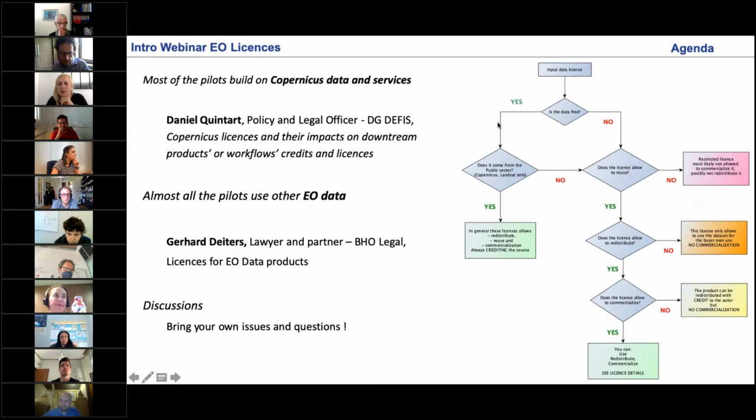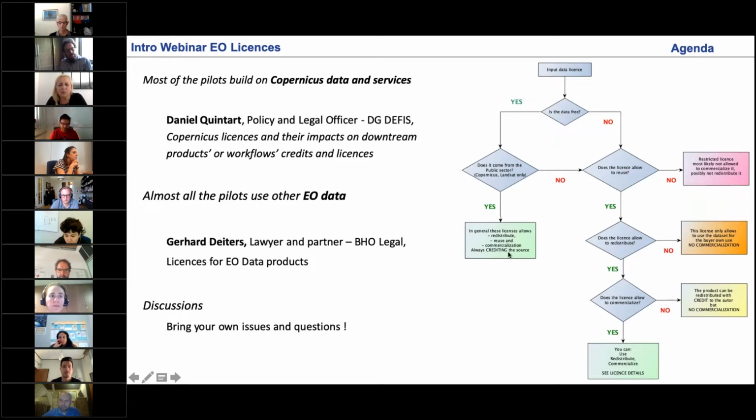two branches. One where the application will produce data which relies on open data products such as Copernicus, Landsat, and so on. And the other one where it can be a bit more complex, because usually the pilots do not use only Copernicus, they also use private data, which can have more complex licenses.